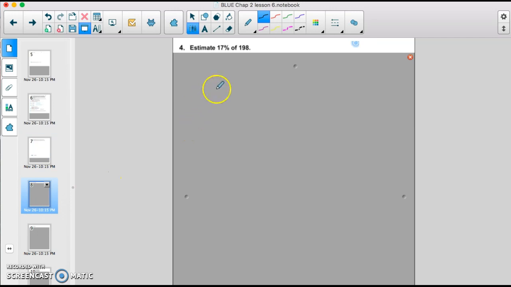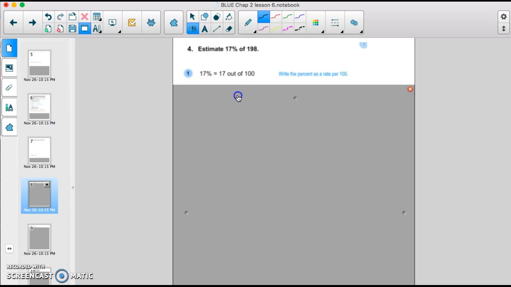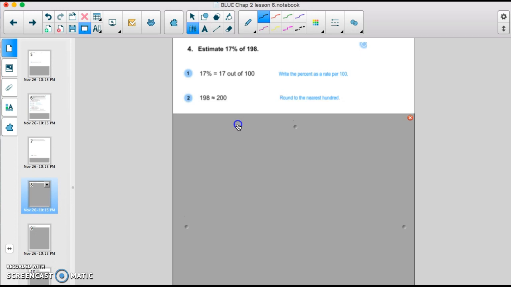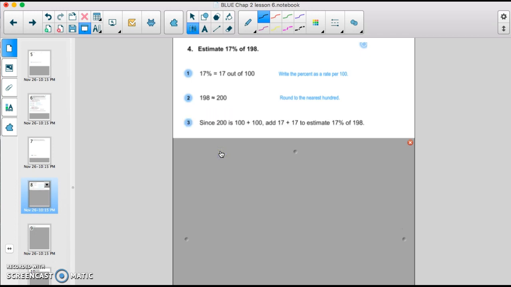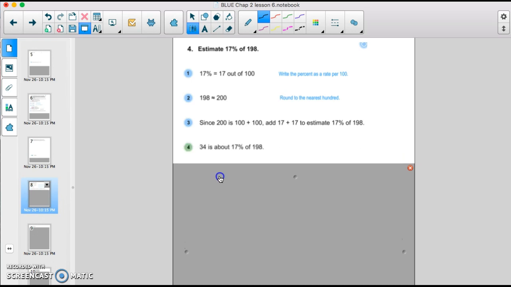Okay, and sometimes we have to round both, like we did in the beginning here. So when we round both, we would round 17 out of 100, 17 out of 100, or 17 out of 198. So when we do that, we would round actually 198 to 200. And then you can go ahead and double. 100 plus 100 is 200. So 17 plus 17 is going to be about 34. So 34 would be your answer.